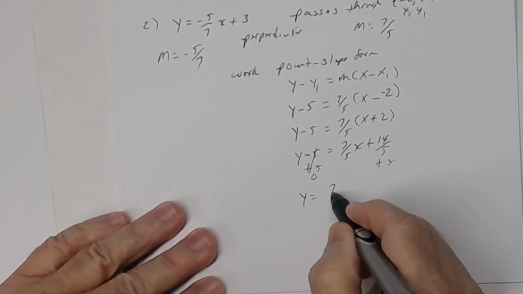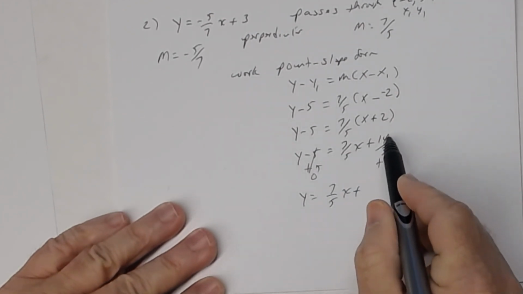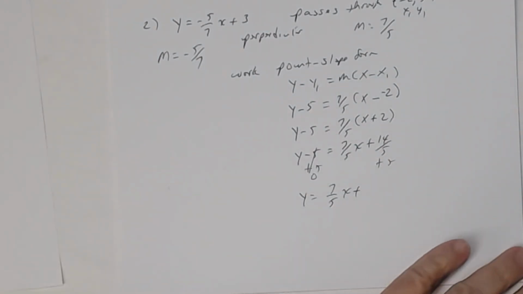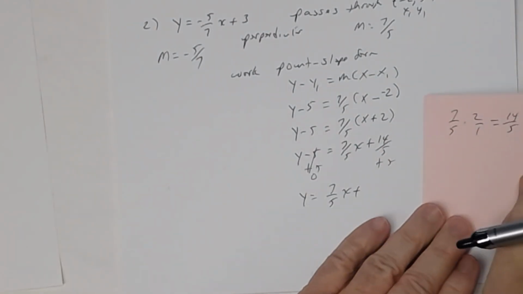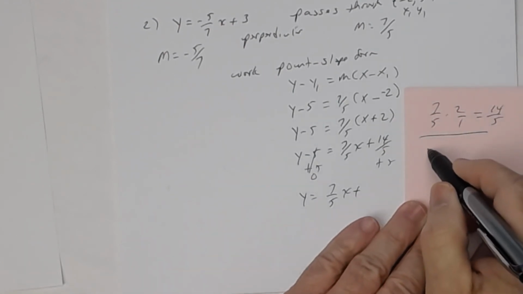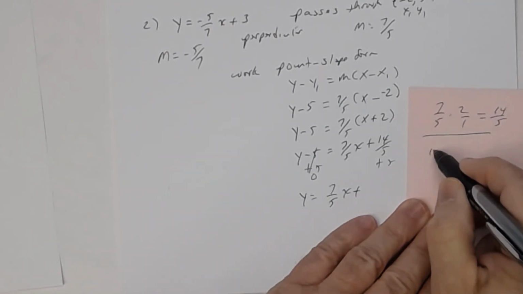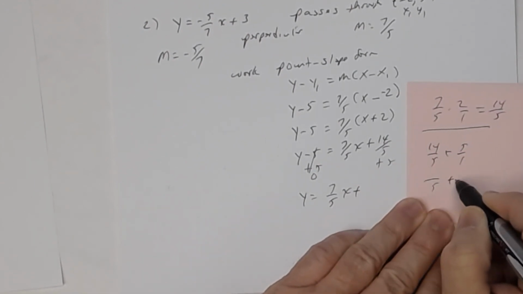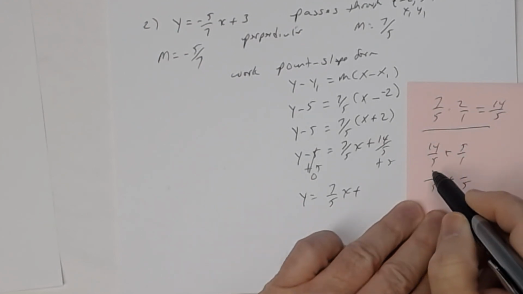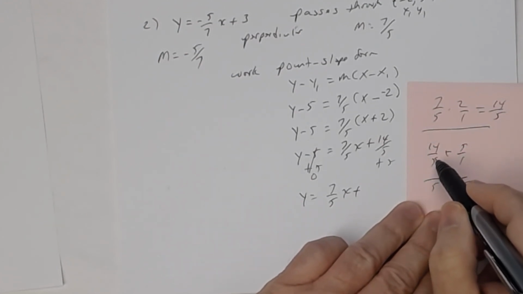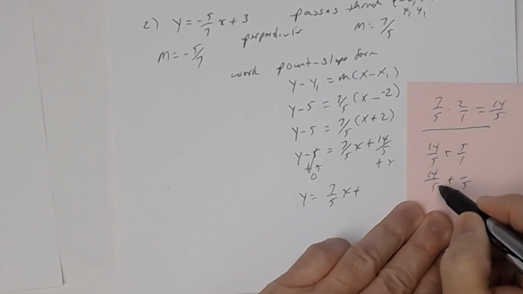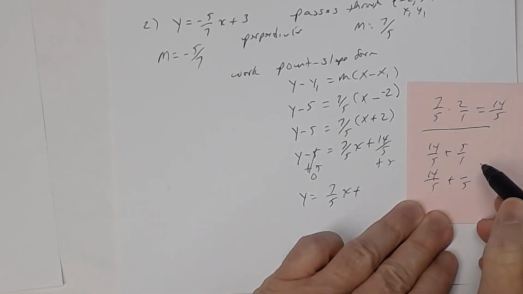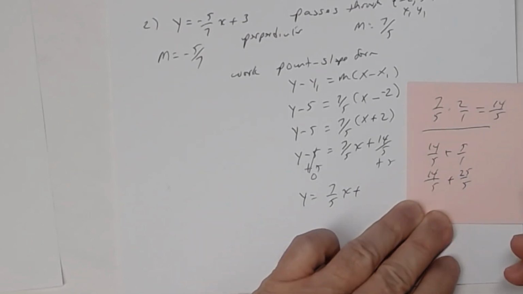I get y equals 7 fifths x plus, and then all I need to do is add 14 fifths plus 5. And if I do it by hand, just to remind you how to do this, 14 fifths plus 5 divided by 1, the LCD is 5. So I need to write 2 equivalent fractions with 5 as a denominator. So 14 fifths is equivalent to itself, and then 5 is equivalent to what number divided by 5? Well, you can guess at this very easily, and that's going to be 25, right?